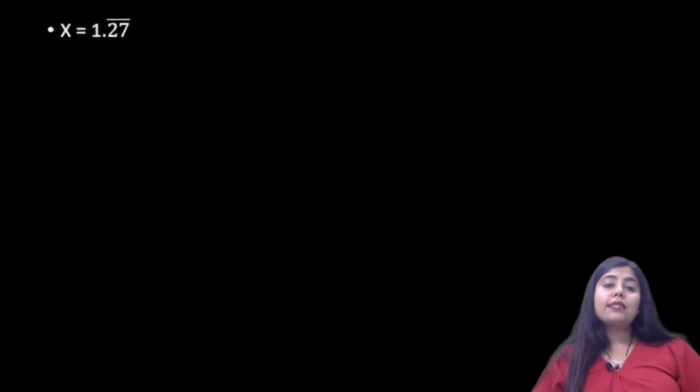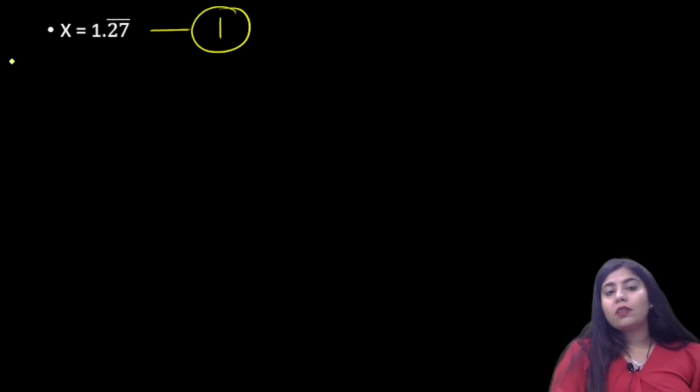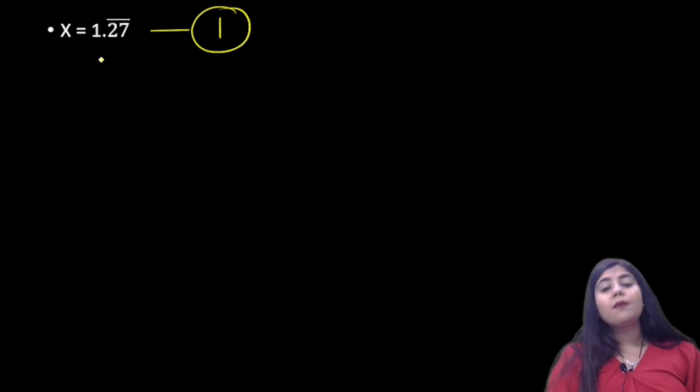Next is x equals 1.27 bar. Here you can see that 27 has a bar on it, meaning there are 2 digits which have a bar. It is also a non-terminating repeating number, that's why we can use a bar on it. Let us first give this equation the name equation number 1: x equals 1.27 bar. Now the first step is to multiply the given equation by a number. Here there are 2 digits which have a bar on them, so we have to multiply by 100.